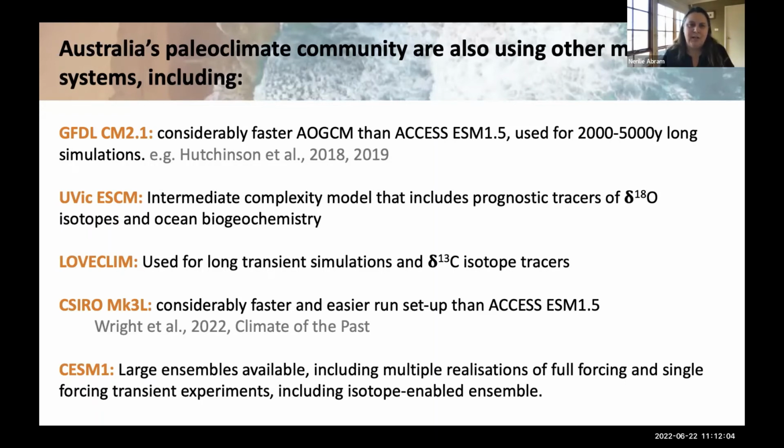We've got the UVic and LoveClim models, which are particularly useful because they contain isotope traces, which allow us to, again, tie the model results in with paleoclimate observations to understand the processes going on. There's CSIRO Mark 3L, those results that I showed from Nikki Wright's work. And then also the CESM1, which has some large ensembles available.